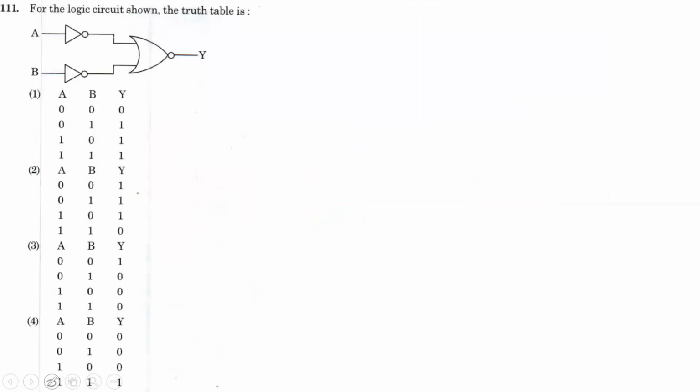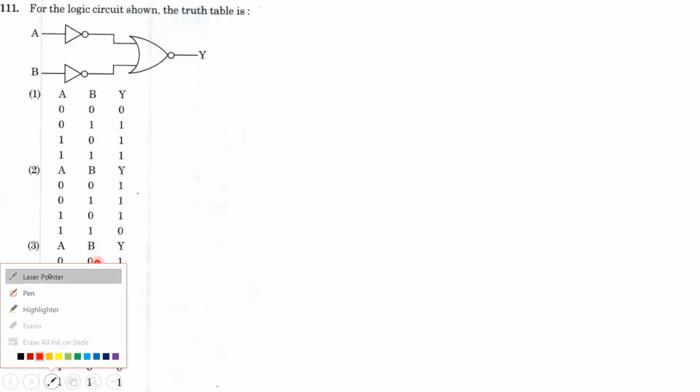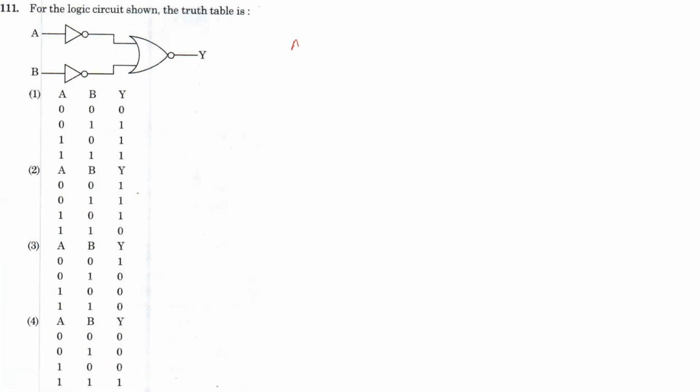111th question we are going to discuss now. See here, a circuit is given: this NOT gate, this NOT gate, this NOR gate, this NOR gate, this NOT gate, this NOT gate, this NOR gate. That means here, let us take inputs A and B. Here it comes as this A bar, this B bar.